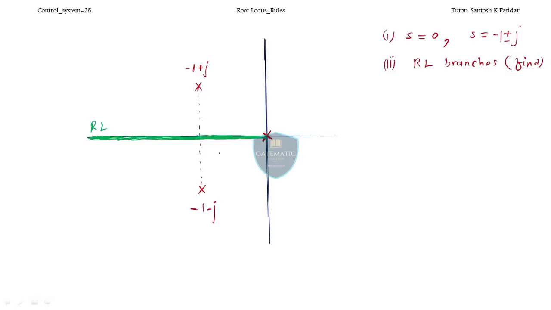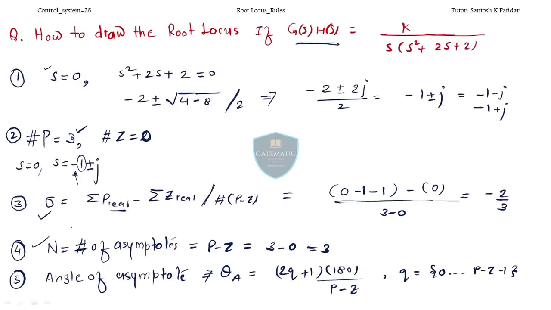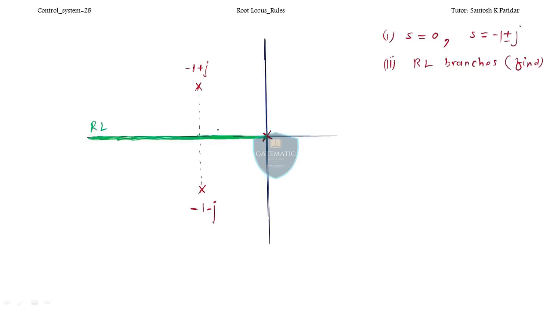Now we'll draw the asymptotes over here because we have the information of asymptotes. The centroid point is minus 2 by 3. Where is the minus 2 by 3 located? Let's take it over here. This is minus 2 by 3. So from minus 2 by 3, how many asymptotes are going? Number of asymptotes are 3. The first angle is 60 degree, the second angle is 180 degree, and the third angle is 300 degree.